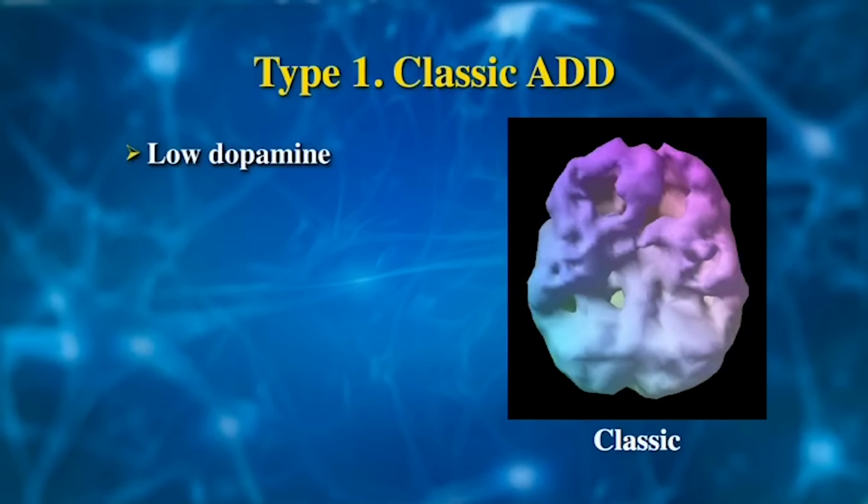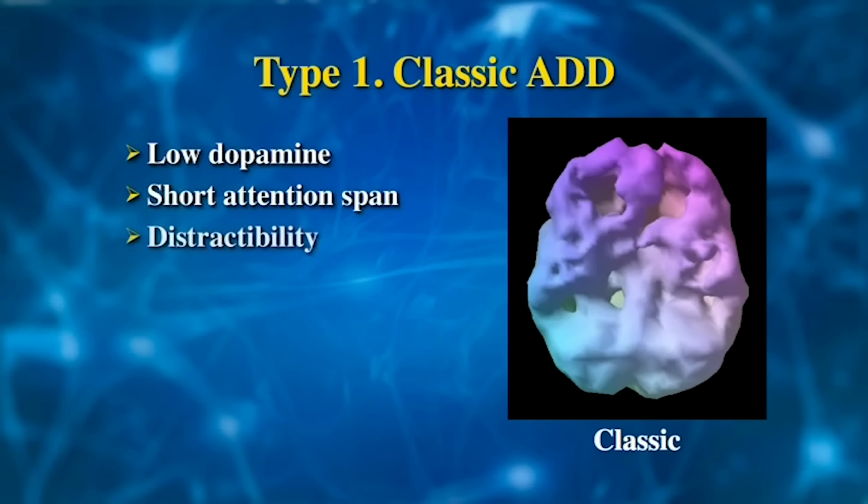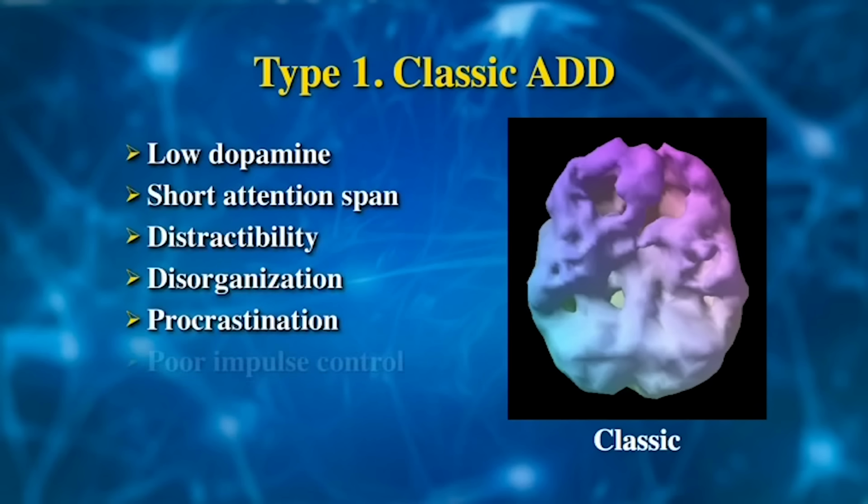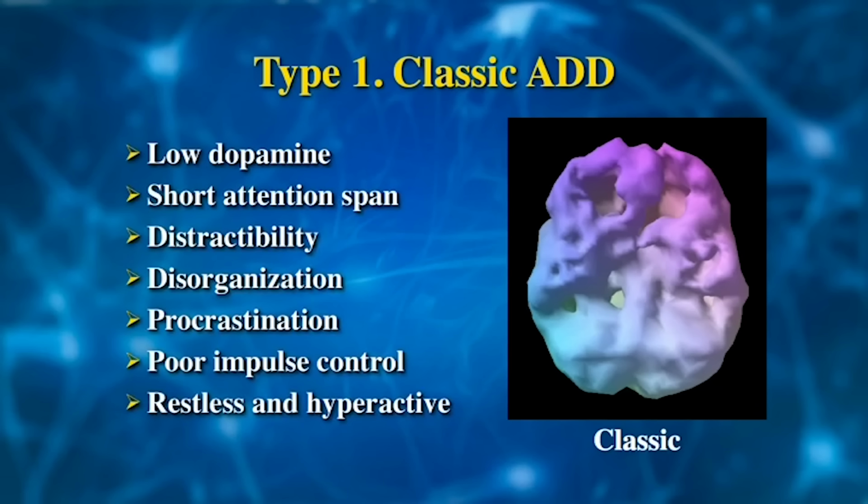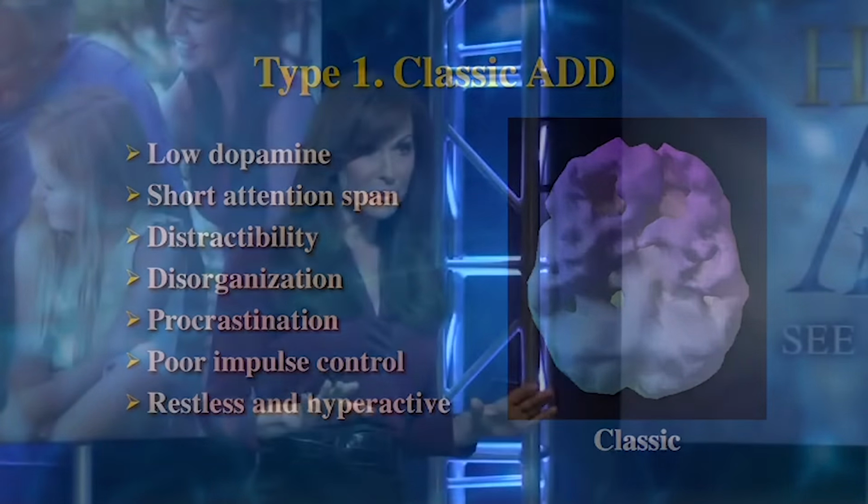Classic ADD is the first type and is thought to be caused by low dopamine levels. Here people have the hallmark symptoms of ADD, such as short attention span, distractibility, disorganization, procrastination, and poor impulse control. In addition, they also tend to be restless and hyperactive. They have trouble sitting still, even as adults, and tend to be pretty impulsive.